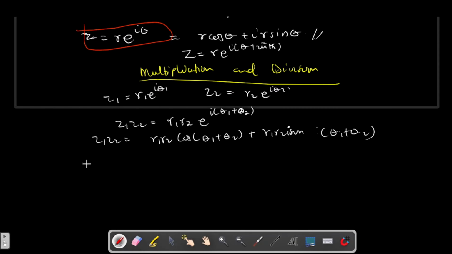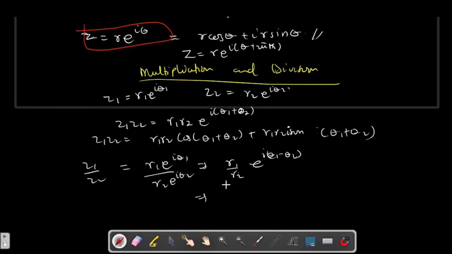For the division, if you have z1 over z2, you are simply going to have r1 e to the power i theta 1 over r2 e to the power i theta 2, and this gives me r1 over r2 by indices, e to the power i theta 1 minus theta 2. In the polar, trig form, I'll have r1 over r2 open bracket cos theta 1 minus theta 2 plus i sin theta 1 minus theta 2. As simple as that. We'll be solving more problems using all this.